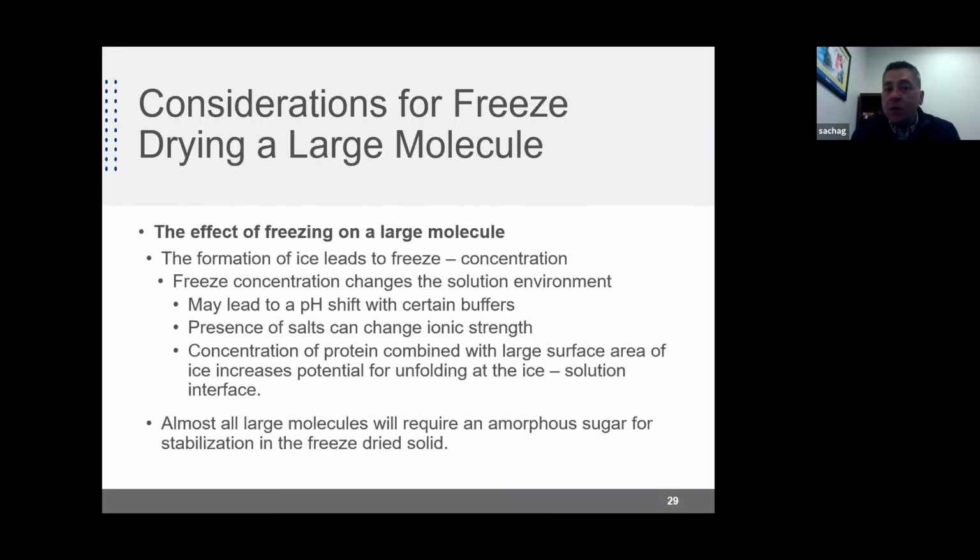So, considerations for freeze drying a large molecule. I'm going to have to fast forward through here. I have a lot more slides than I have time. We started a little bit late though.